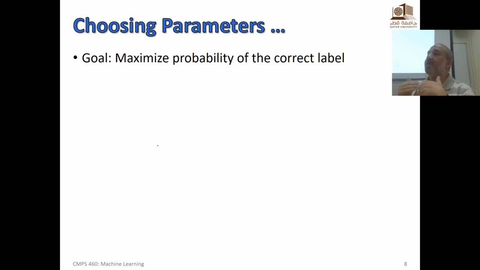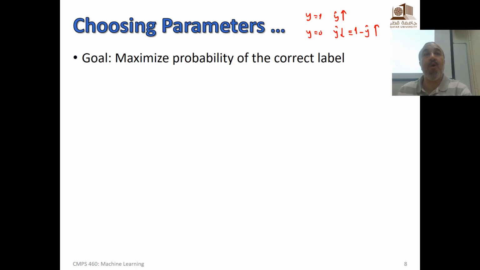What if the true label is 0? We want it to be the minimum possible, right? So when y is 1, we want y hat to be the maximum possible. When y is 0, we want y hat to be the minimum possible, or we can say it in a different way, 1 minus y hat to be the maximum possible. These are equivalent, right?